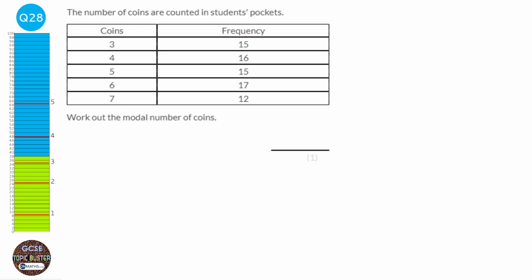Mode just means the most common or most frequent, and modal is exactly the same. It's just the most frequent amount of coins we're looking for. So the students who had 3 coins in their pockets came up 15 times. Students had 4 coins in their pocket, well there were 16 of them. There were 15 students who had 5 coins, 17 students who had 6 coins, and 12 students who had 7 coins. So the most frequent amount of coins a student has in their pocket will be 6, because it happens 17 times, which is more than any other amount of coins.